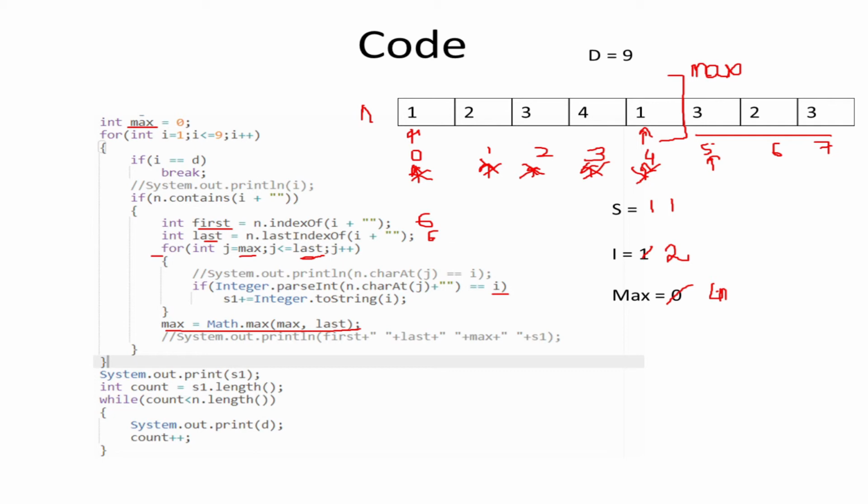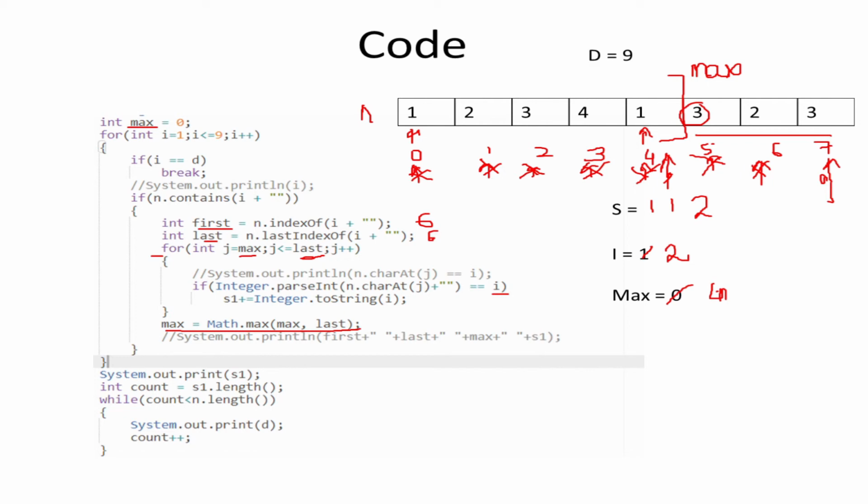j will be at 4. Is this number equal to 2? No, it's not. Move ahead. At 5, this value is not equal to 2. Move ahead. This value is equal to 2, so we append it to the new string. Now the value of j becomes greater than last, so this for loop will terminate.